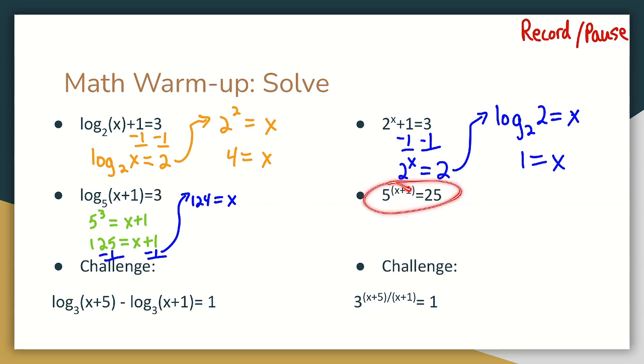All right, looking at this one right here, rewrite it in log form. Log base 5 of 25 is equal to x plus 1. If you put log base 5 of 25 into your calculator, you get 2 equals x plus 1. Subtracting 1 from both sides, you get 1 is equal to x.